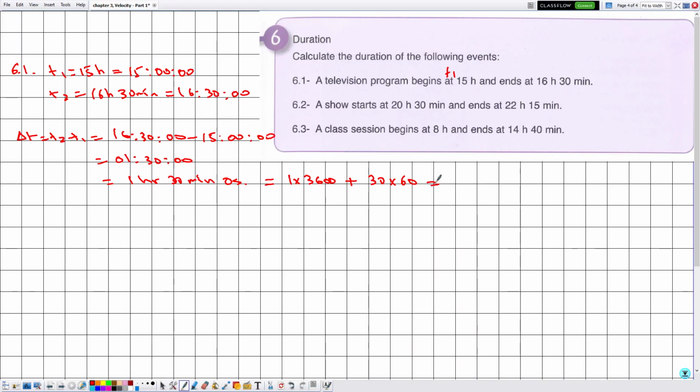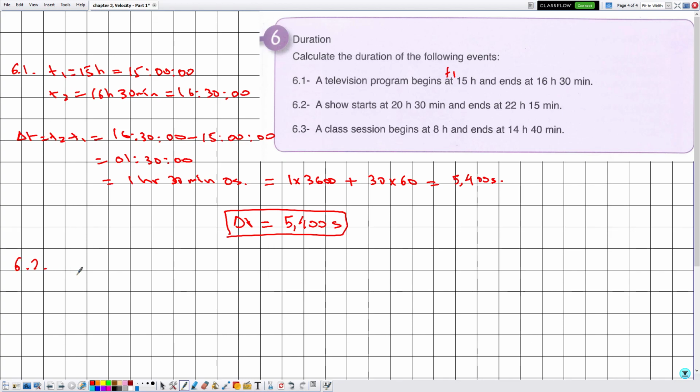Now plugging this on the calculator, let me calculate it. Then the duration delta t is given by 5400 seconds.